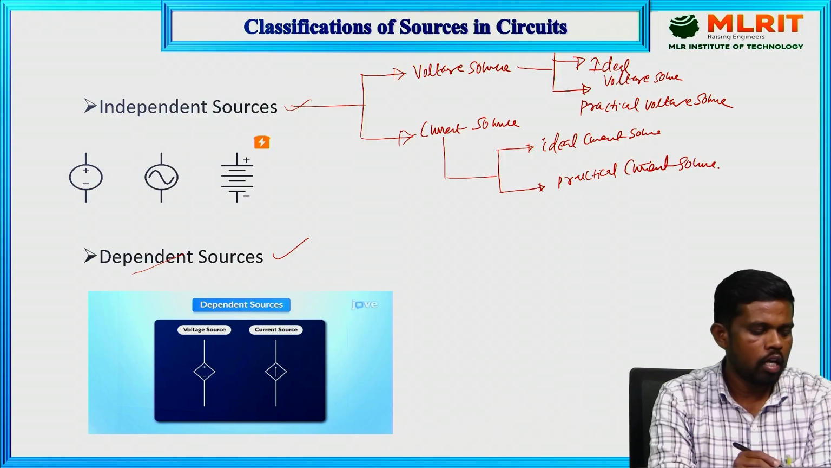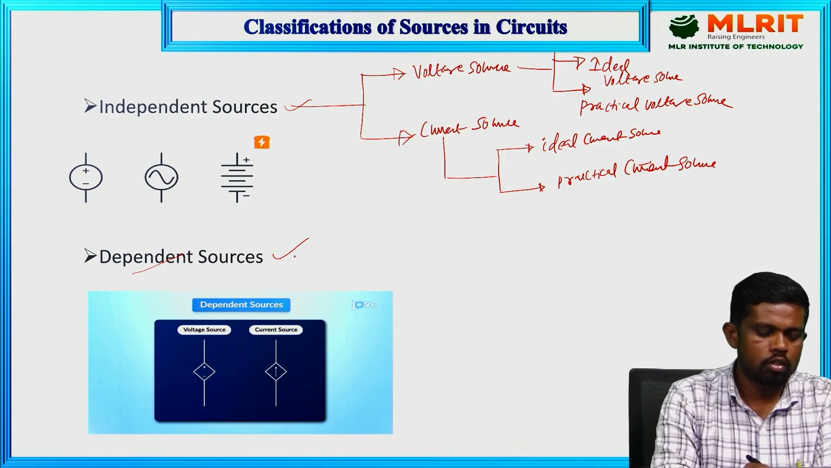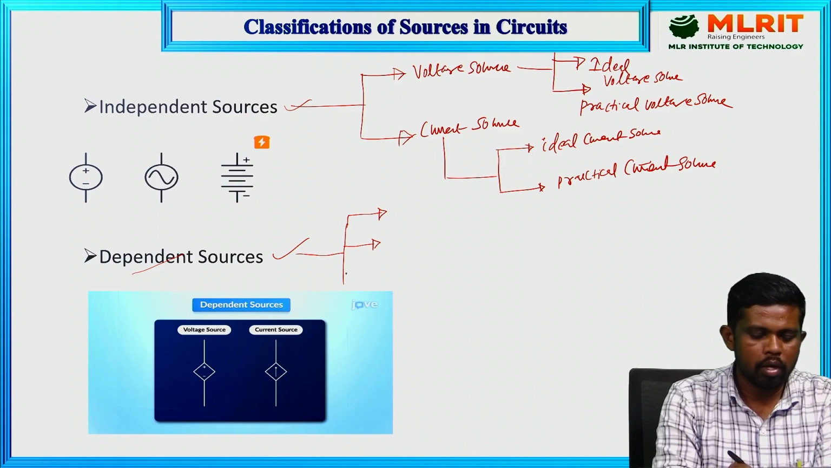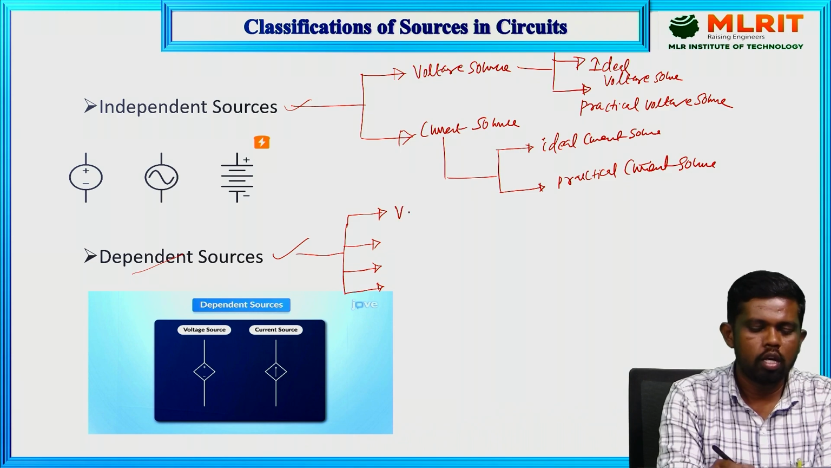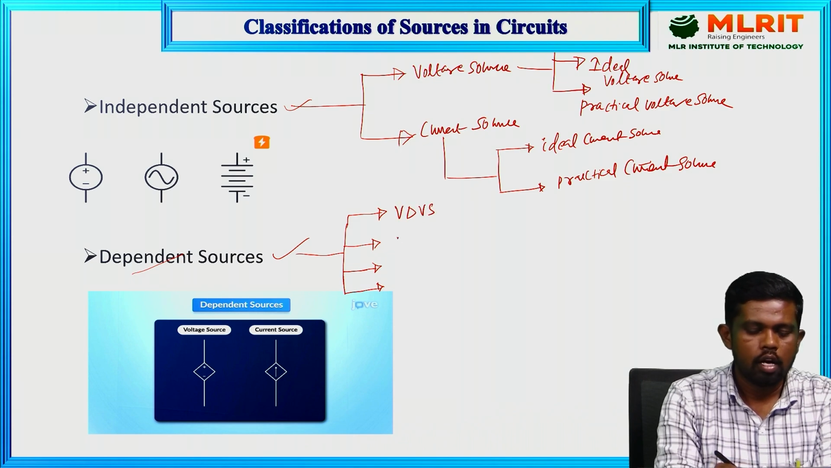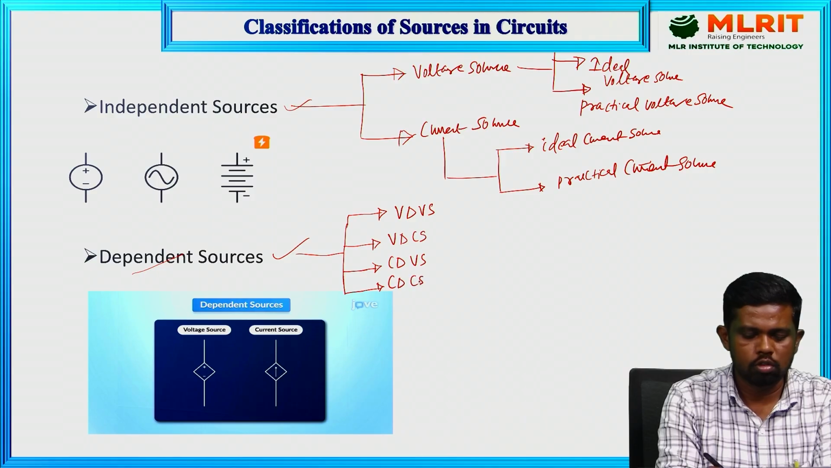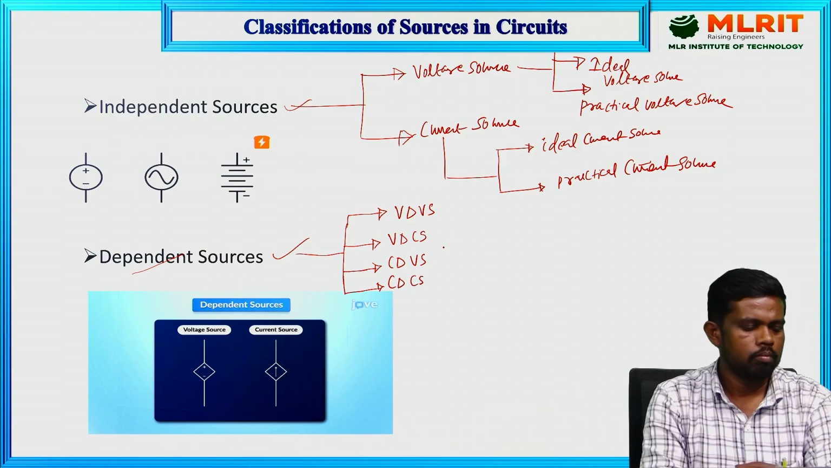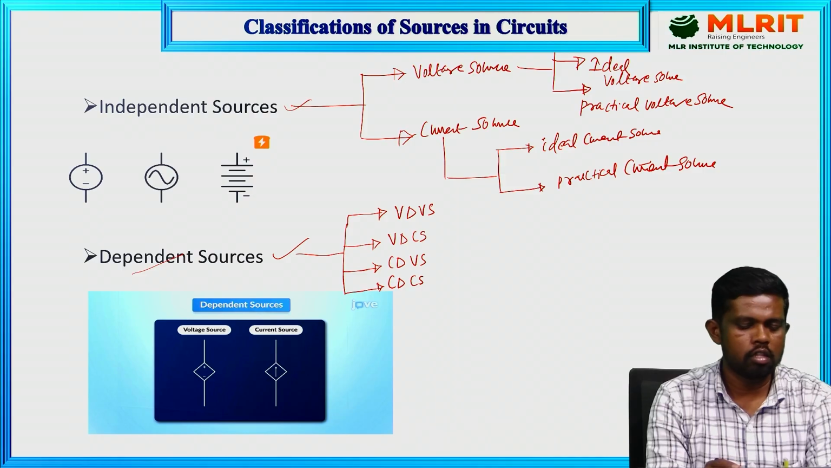The other one is the dependent sources. Dependent sources are further classified into four types based on voltage and current, because sources only deliver voltage and current. One is the voltage dependent voltage source, another is the voltage dependent current source, third is the current dependent voltage source, and the fourth is the current dependent current source. So these four classifications are there in the dependent source category.